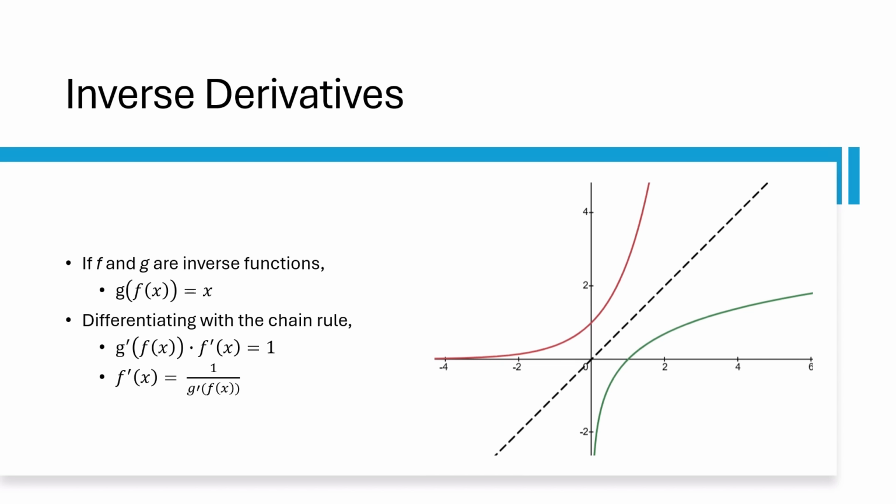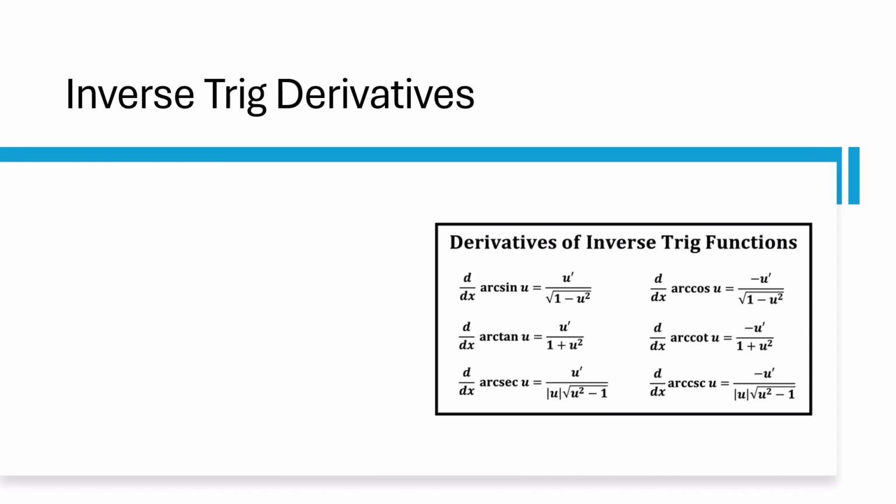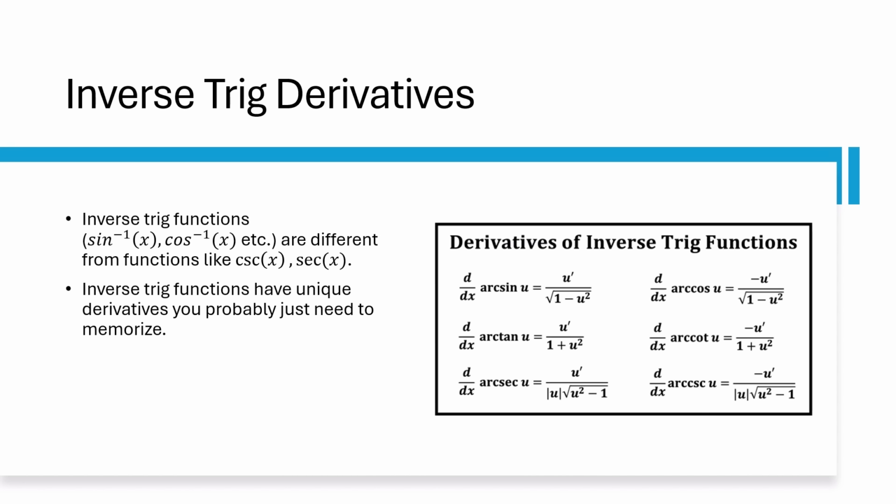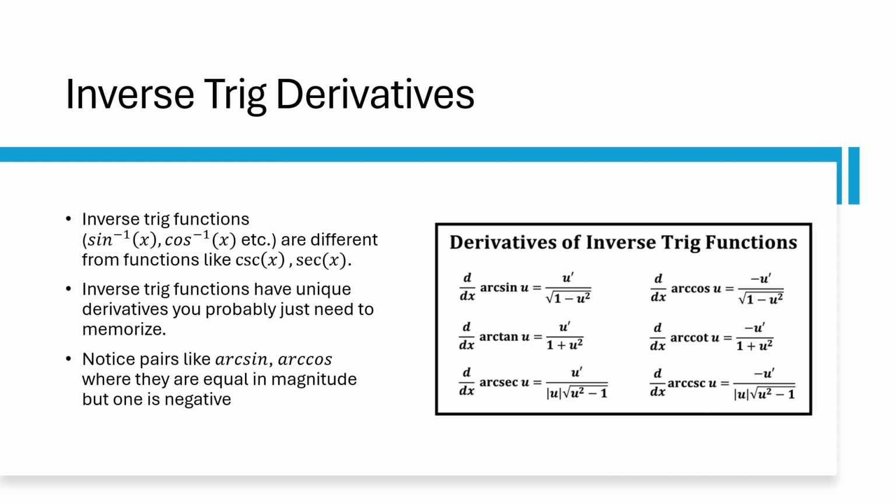and the inverse's derivative. Inverse trig functions, which are different from the functions like cosecant and secant, have their own unique derivatives. You need to memorize these derivatives using the chart to the right, but notice that some of these derivatives are just opposite of each other. This makes memorizing the derivatives a bit easier.